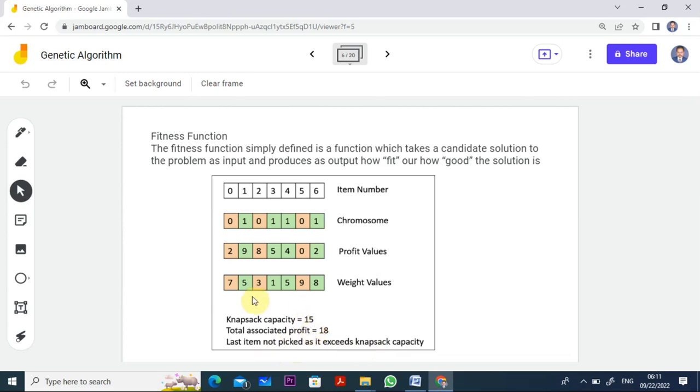So based on that, what are the things beyond that 15 that we are going to consider? So this is the thing. I think we will explain all the things in this knapsack in another video.